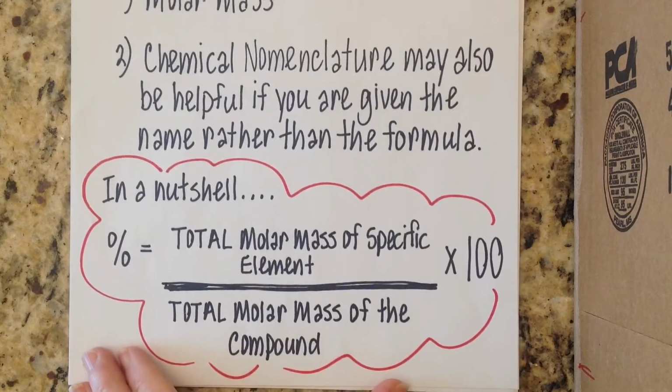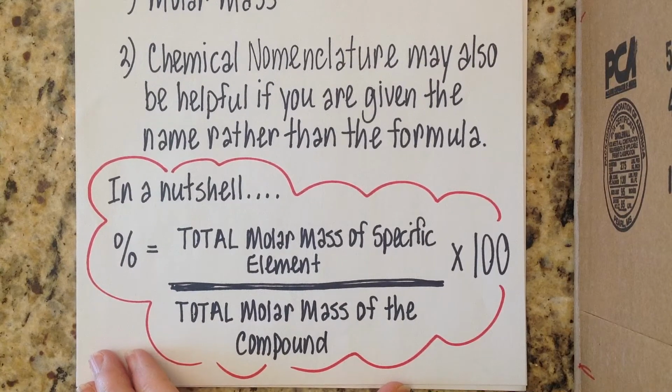Now, in a nutshell, this is today's lesson. To find percent composition of a specific element within a compound, you are going to divide the total molar mass of that specific element by the total molar mass of the entire compound. We will multiply by 100 to convert it to a percent. We're going to round to whole numbers today, and like I said, this is really easy.